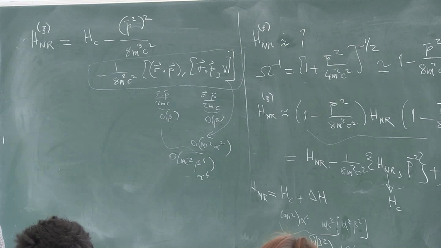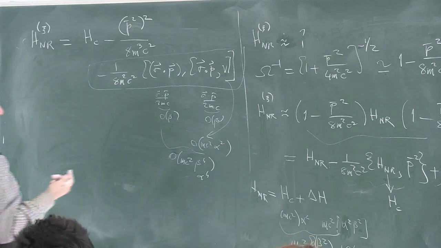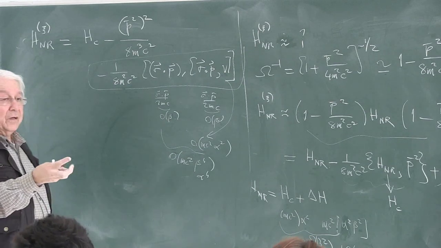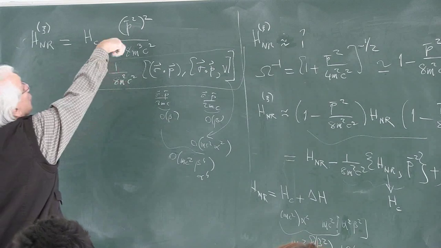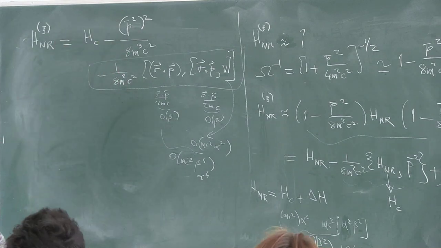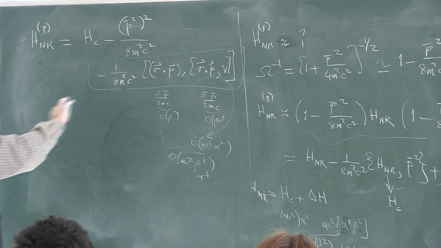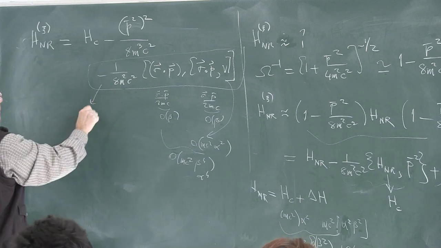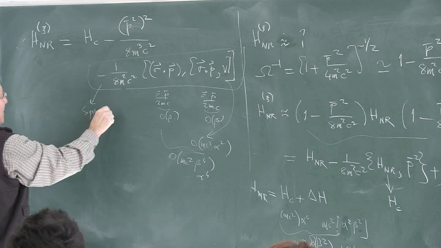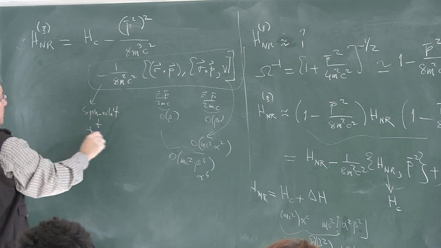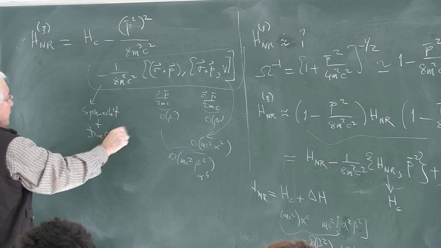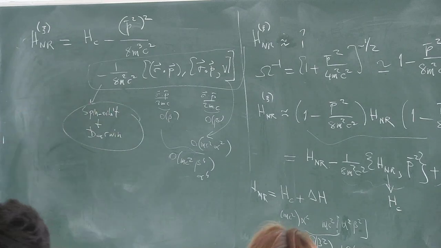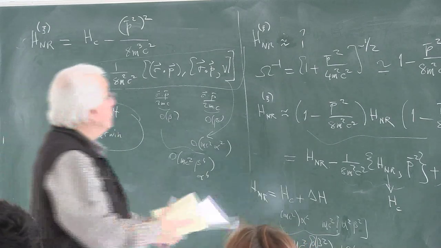Are those the typical hyperfine corrections? Yes, alpha to the 4 mc squared was the typical correction, both spin orbit and Darwin and the kinetic energy correction. Kinetic energy correction is already there, it's taken care of. So this beautiful expression is going to lead us to the spin orbit and the Darwin. Let's see. How do we get those?